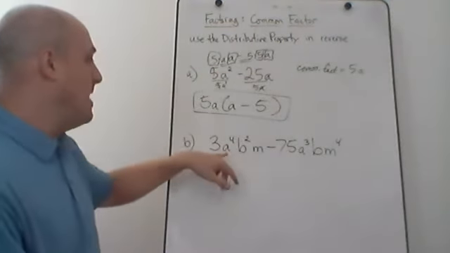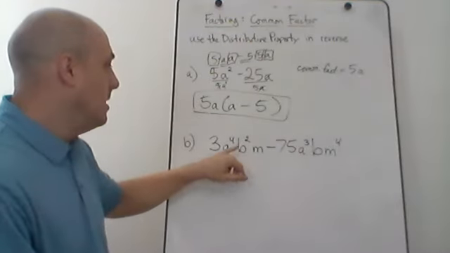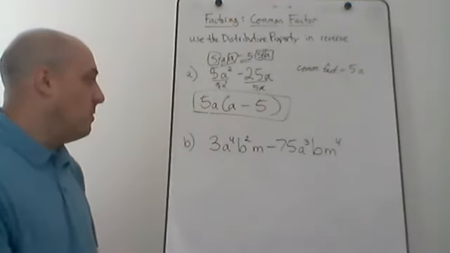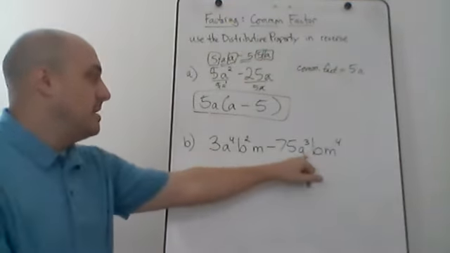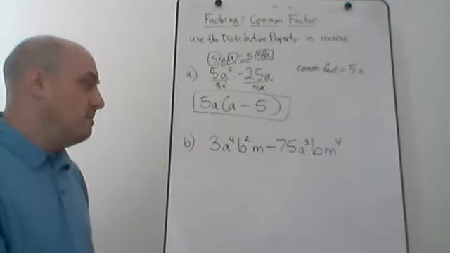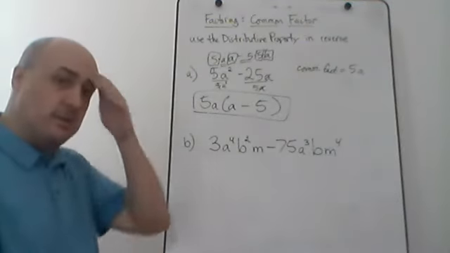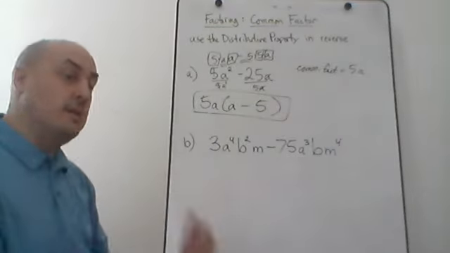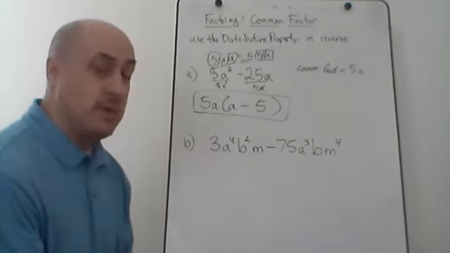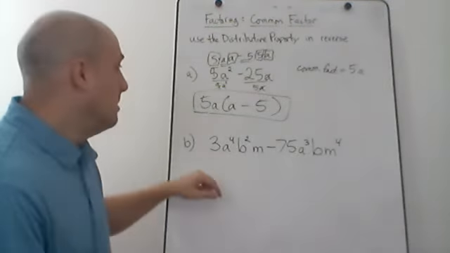All right, so let's actually try that method on this one here. I have 3a to the fourth b squared m minus 75a to the third b m to the fourth. Now it's similar to the one we just did, but now we've got extra variables here that we have to deal with. All right, great. So let's deal with that.